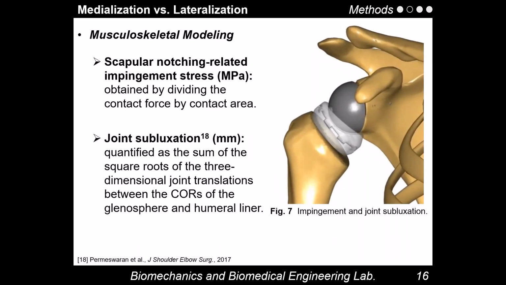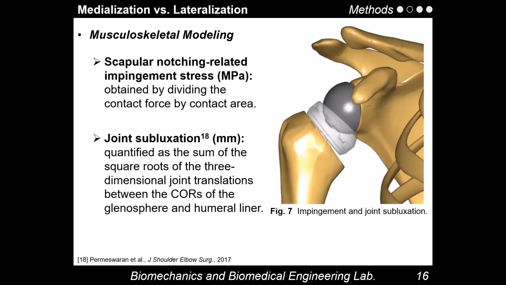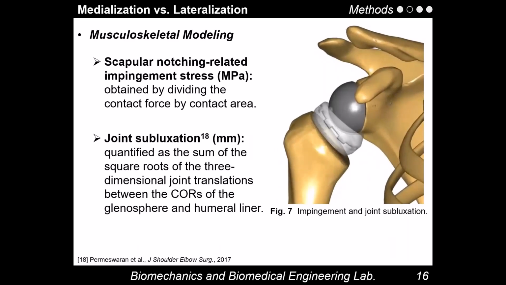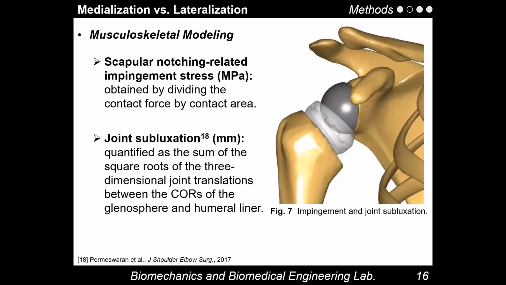Second, we measure joint subluxation in millimeters. This metric represents the dynamic stability of the joint. We quantified it as the square root of the sum of squared three-dimensional joint translations between the centers of rotation of the glenosphere and the humeral component.